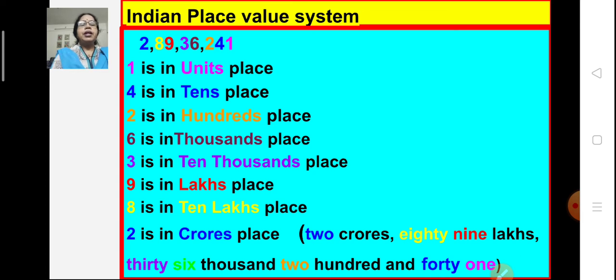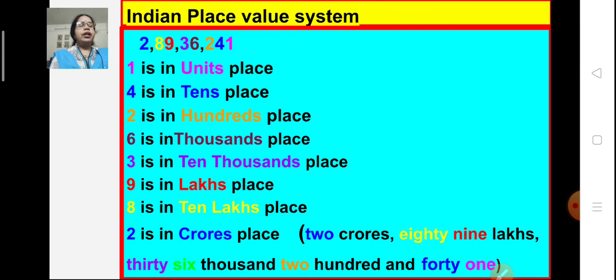So, in the Indian place value system, we have one number here. How to read this number according to the Indian place value system? We can see that 1 is in units place, 4 is in tens place, 2 is in hundreds place, 6 is in thousands place, 3 is in 10,000s place, and 9 is in lakhs place, 8 is in 10 lakhs place, 2 is in crores place. So, how do we read this number? 2 crores 89 lakhs 36,241. So, where do we put commas?